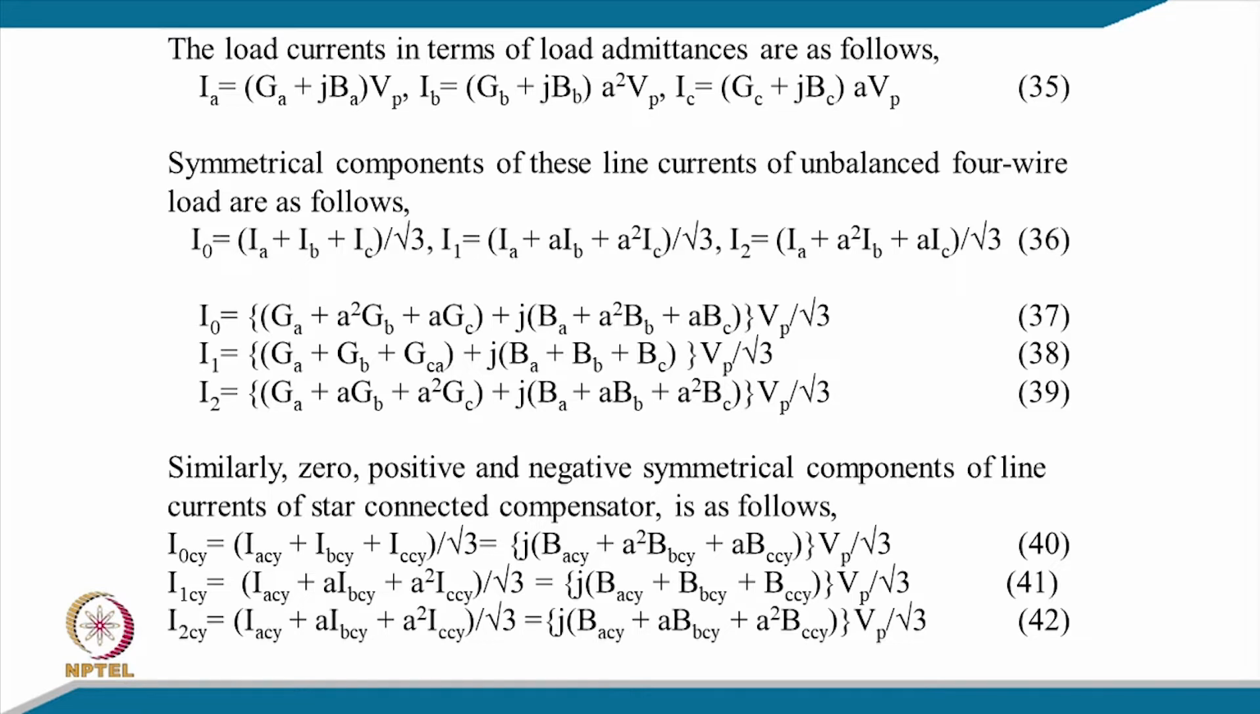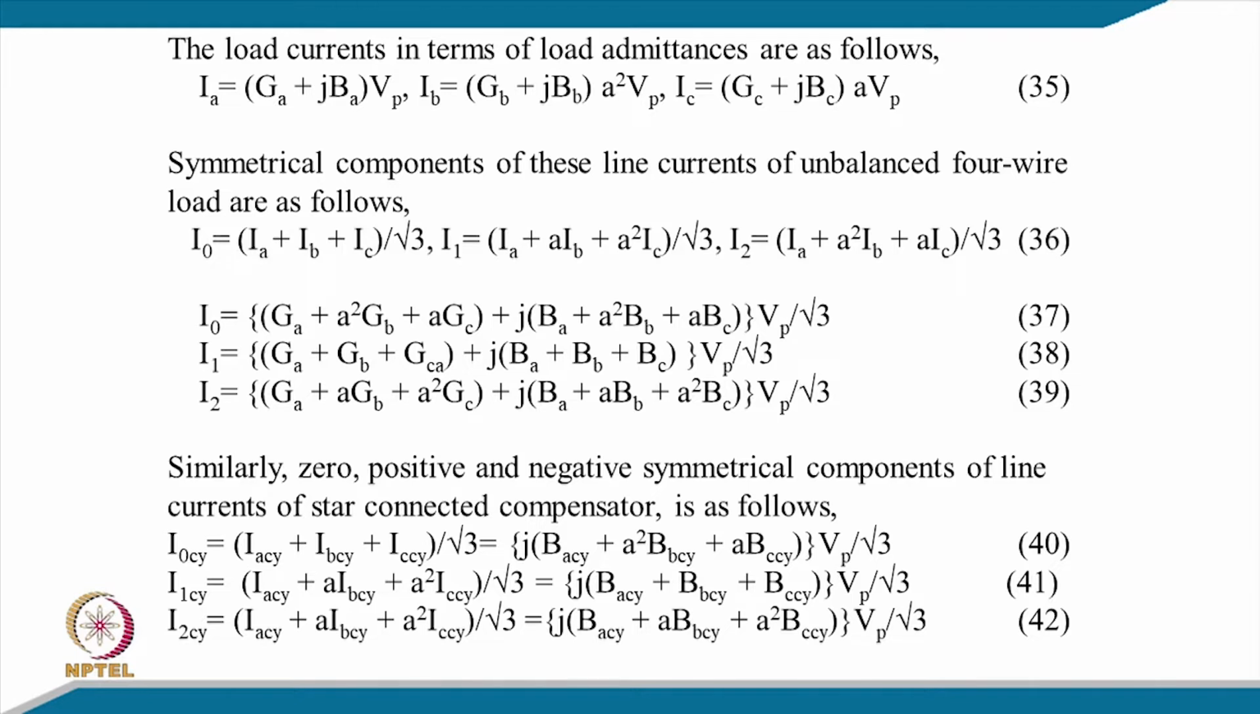These can be unbalanced reactive current or non-unity power factor current, but we are considering here, of course, a sinusoidal balanced supply voltage. Well, the symmetrical components of these line currents of the unbalanced 4-wire load are as follows. The zero sequence current I0 is equal to (IA plus IB plus IC) by root 3, and the positive sequence current I1 can be written as (IA plus a IB plus a squared IC) divided by root 3, and the negative sequence current I2 can be written as (IA plus a squared IB plus a IC) divided by root 3.